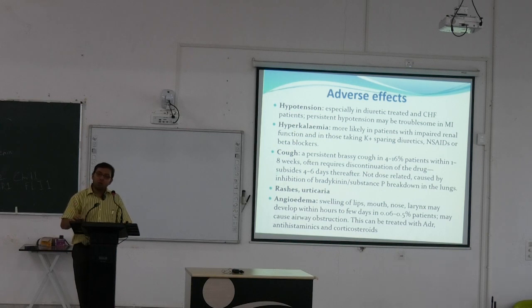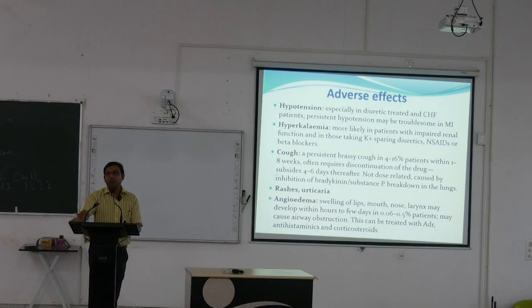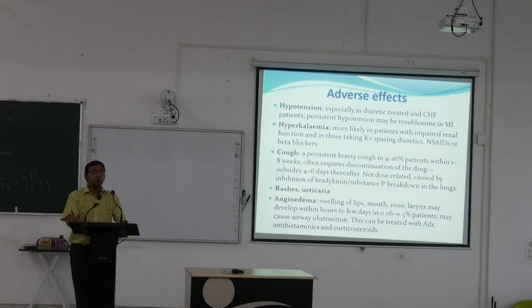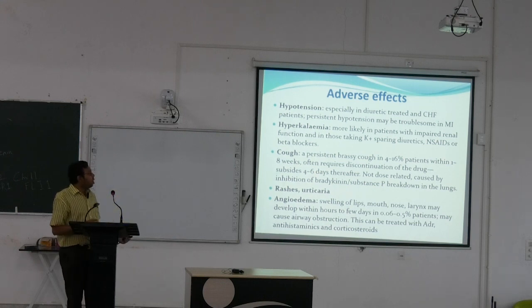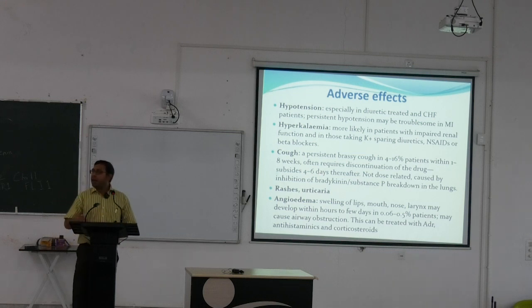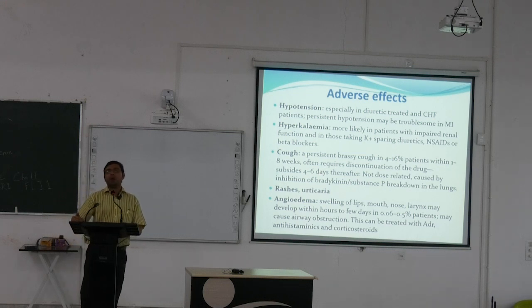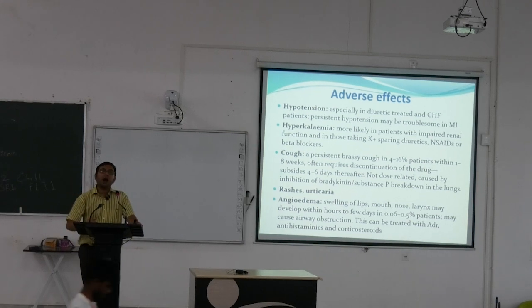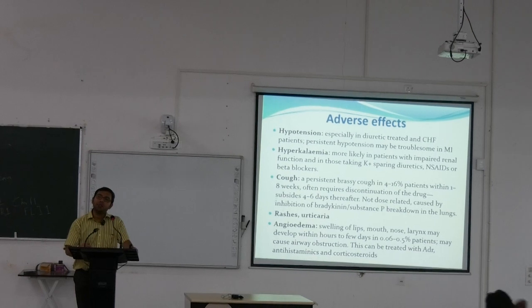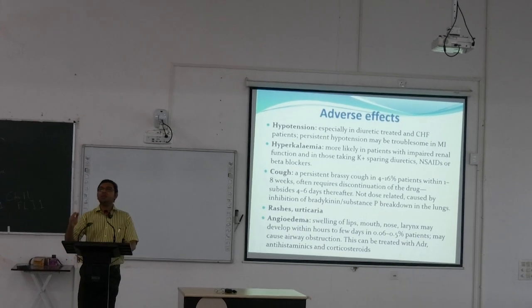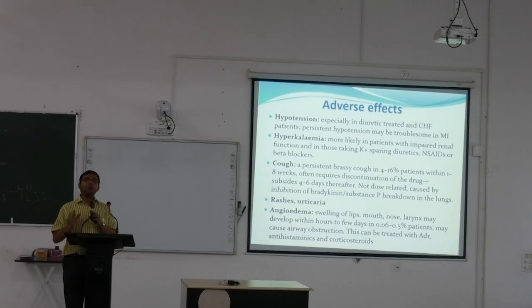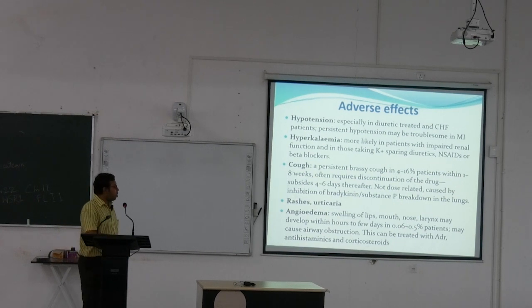So this is the question: if a persistent brassy cough occurs with an ACE inhibitor, what will you do? If it becomes very troublesome, we have to stop the drug. It will subside 4 to 6 days thereafter. Again, we can start the drug. In some cases, the cough will not happen. But in those cases where the cough continues, we have to replace the ACE inhibitor with angiotensin receptor blockers. And there will be no cough with the angiotensin receptor blockers.